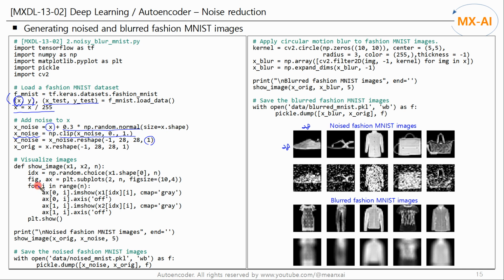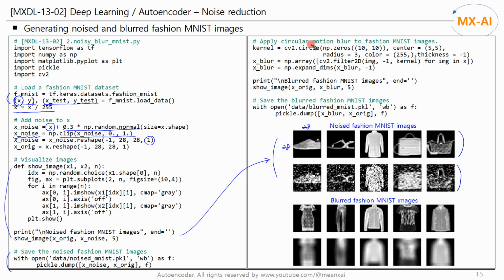Next, let's take a visual look at the noisy images and the original images. The results are as follows. The ones on top are the original images, and the ones on the bottom are the images with added noise. And save these images for later use.